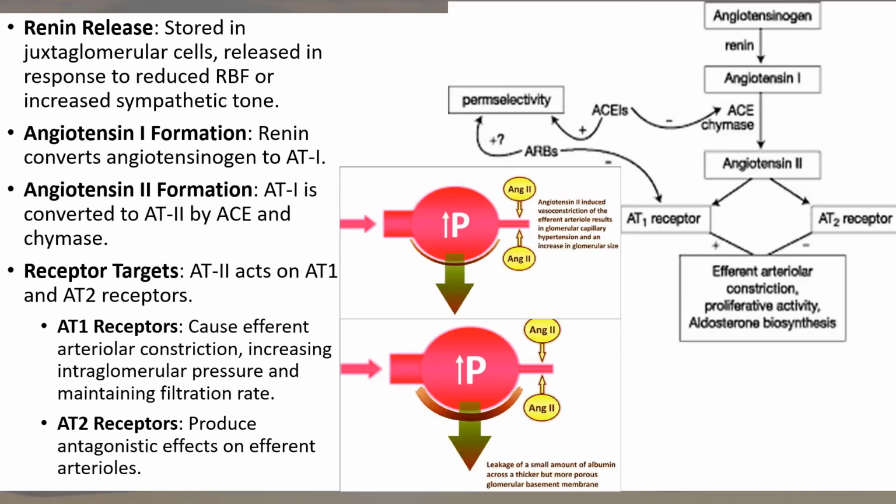Conversely, the stimulation of angiotensin 2 receptors seems to play a counterpoint, producing effects that appear to temper the actions on the efferent arterioles. This delicate balance between the two receptor pathways exemplifies the body's wisdom in preserving equilibrium, even at the microscopic level.